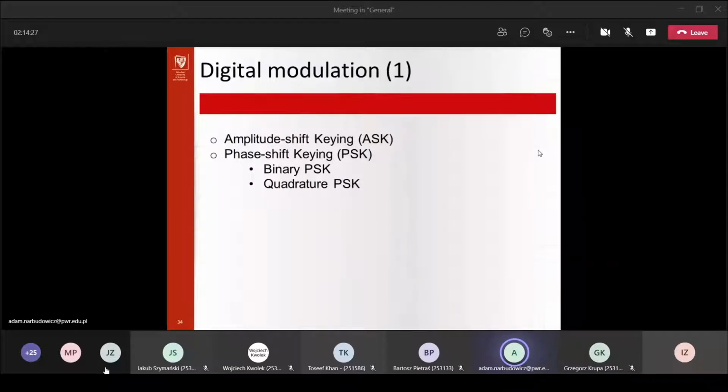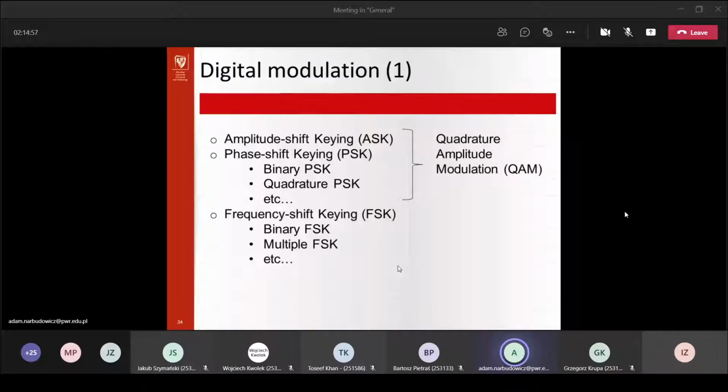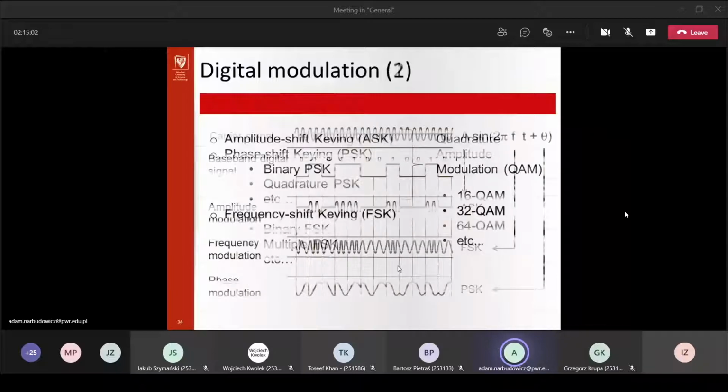And then, in terms of digital modulation, we can have multiple layers of modulation. In the case of phase shift keying, we can have binary or quadrature PSK, and similarly with frequency shift keying. I'll go back to the slide in a moment, but this is what I wanted to show you here.